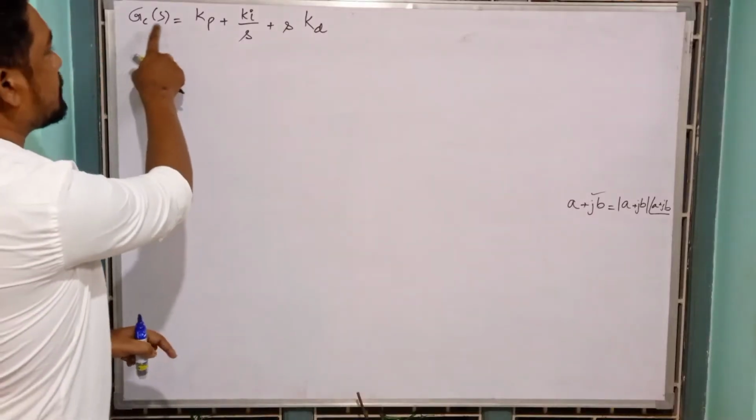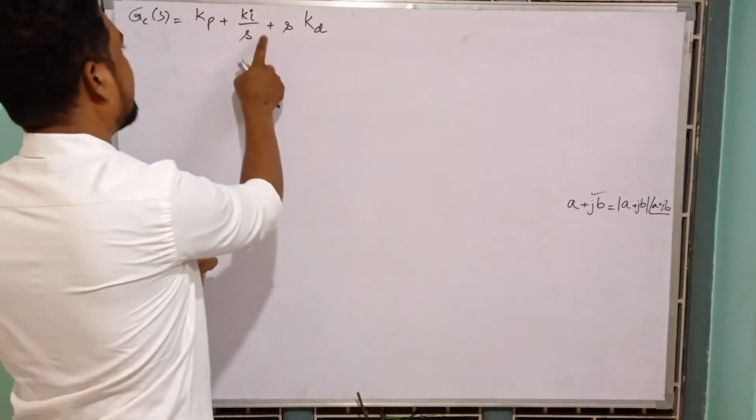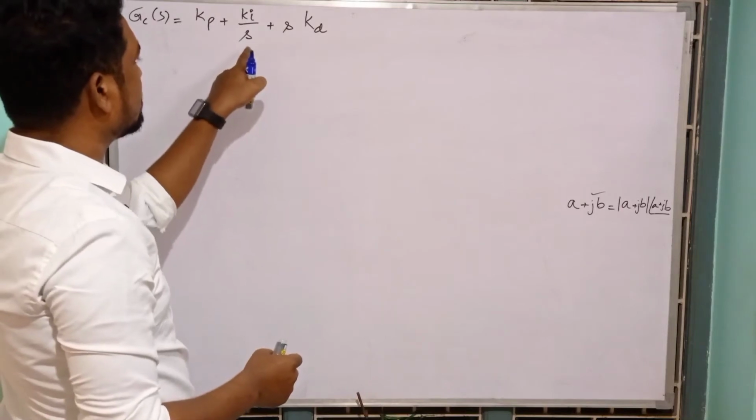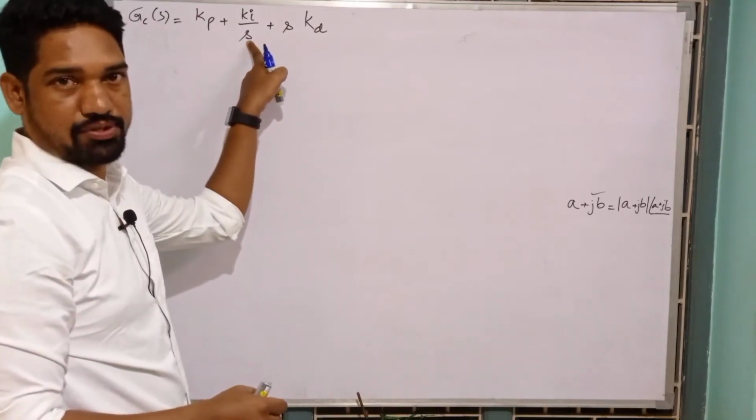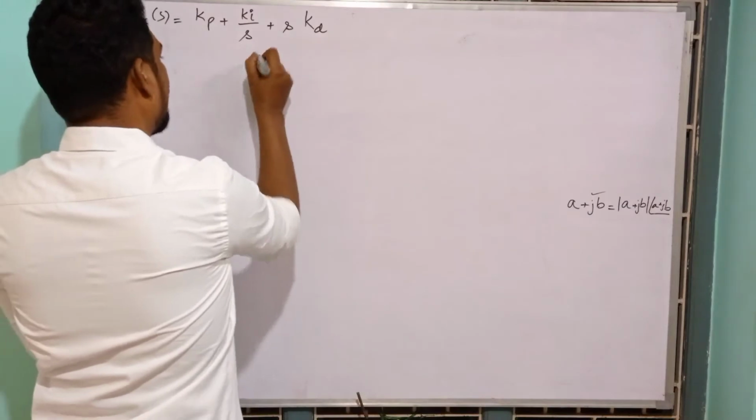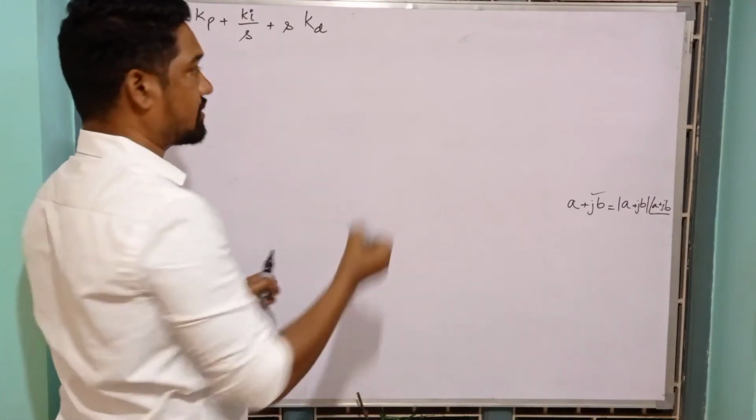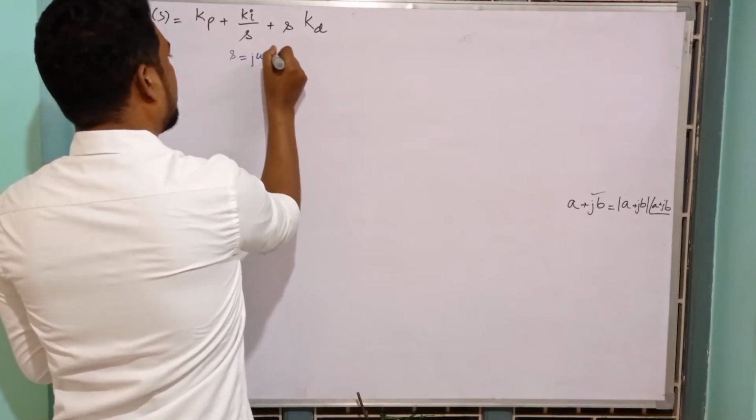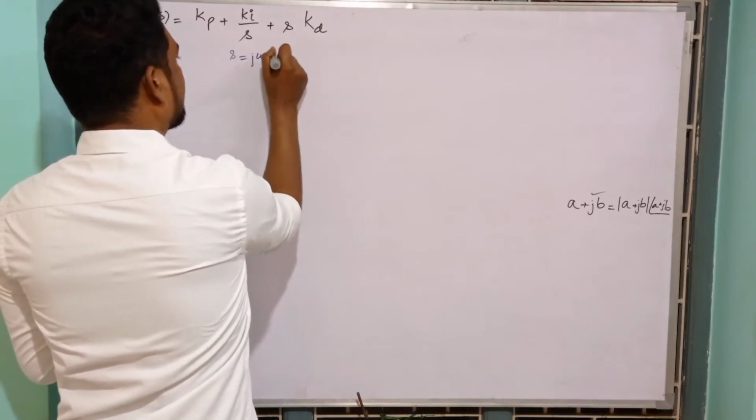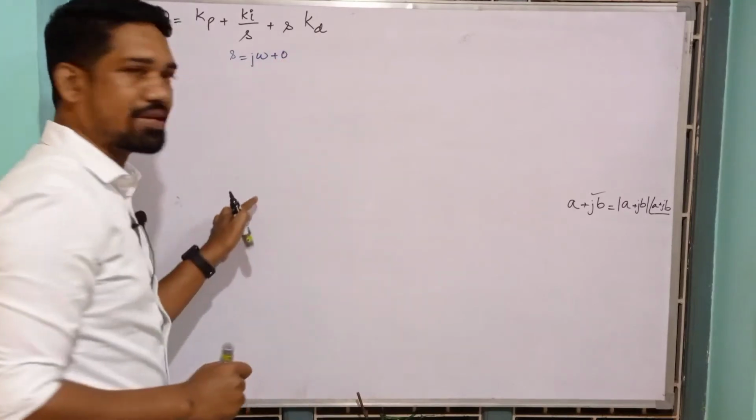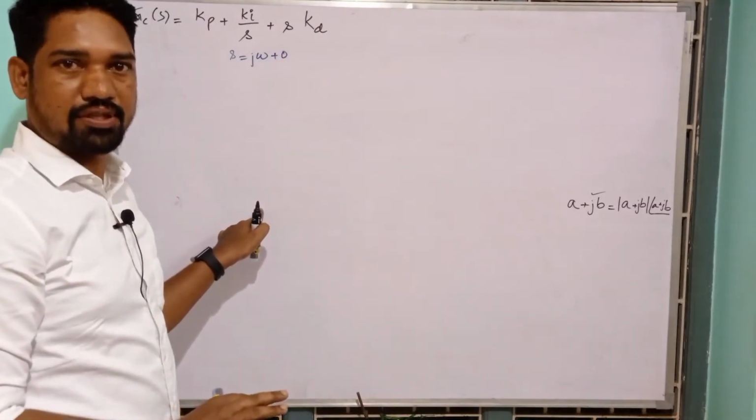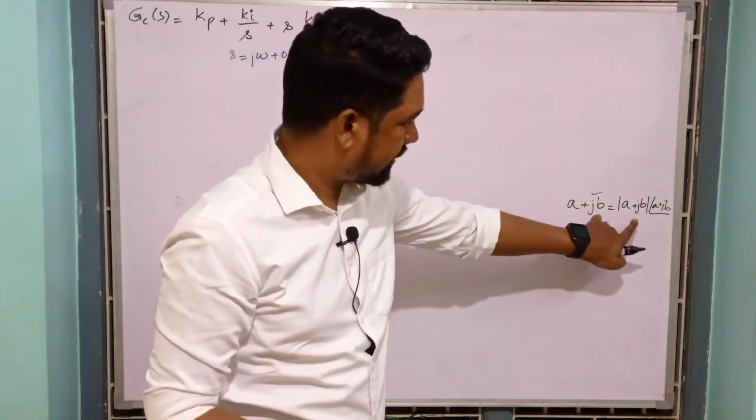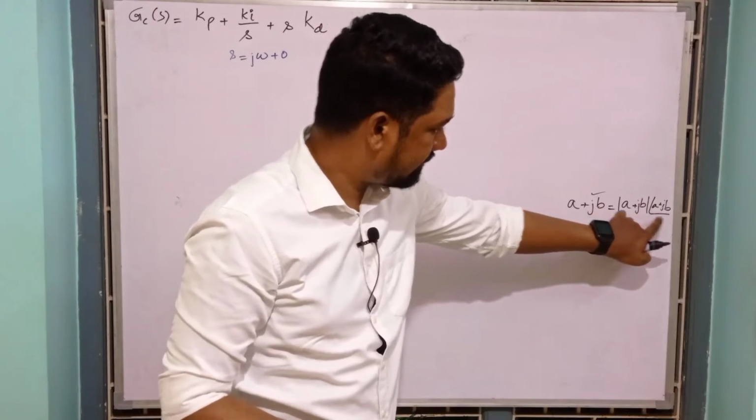Guys, this gc of s will be equal to kp plus ki upon s plus s into kd. So whenever we have the term s in the equation, that becomes complex. Why? Because we'll be plugging in s equal to j omega, which gives the real term 0 and the imaginary term. So it's a complex function, and that has to be converted like this one. We have to write that in terms of magnitude and phase angle.